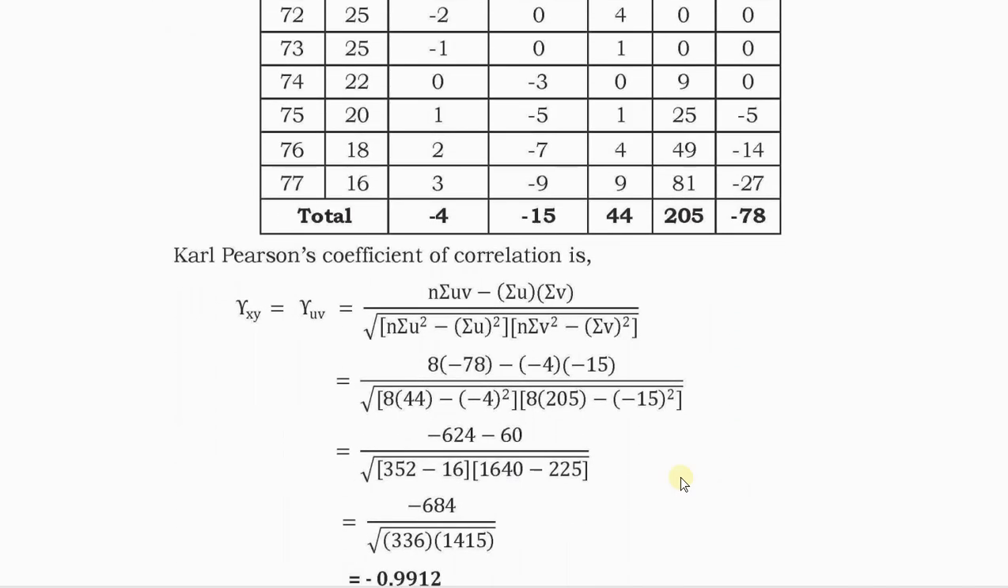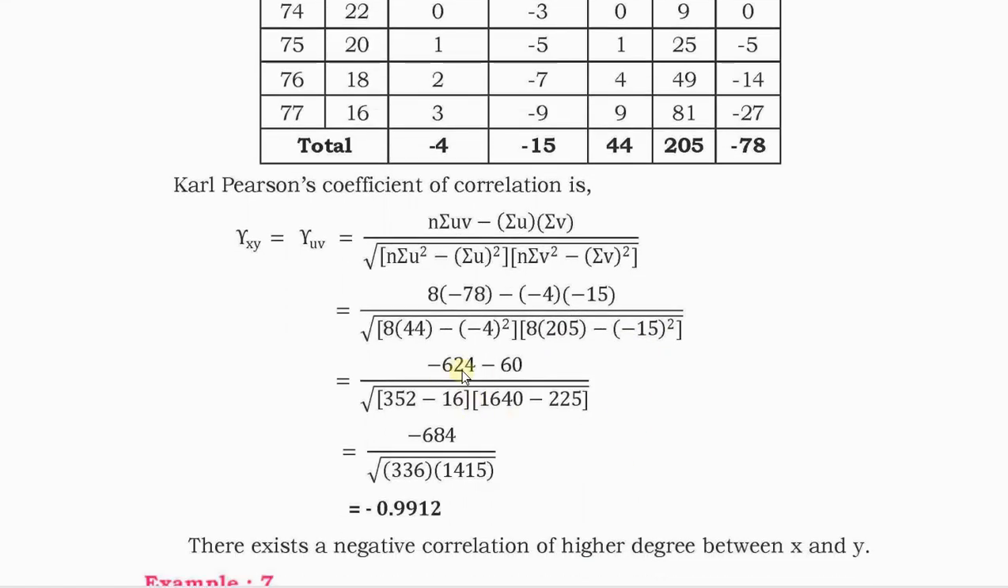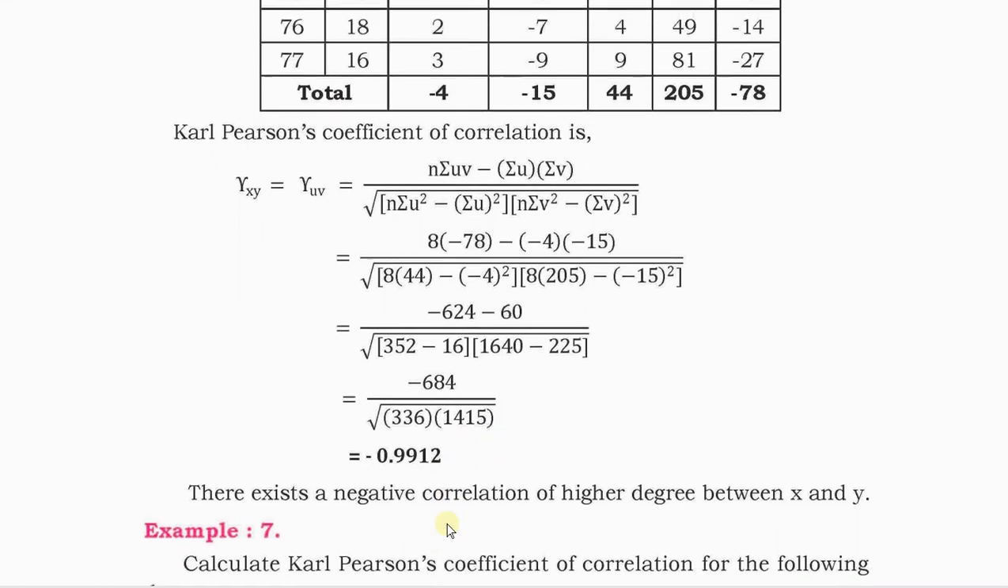So divided by 8 into 44 minus of minus 4 square into 8 into 205 minus of minus 15 square. So that results into minus 624 minus 60 divided by minus square root of minus 352 minus 16 into 1640 minus 225. So that is minus 684 divided by 336 into 1415, which yields the answer minus 0.9912. So observe the answer here.